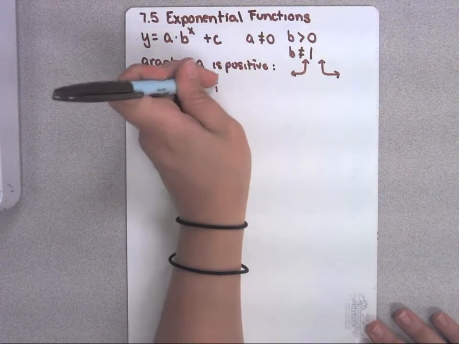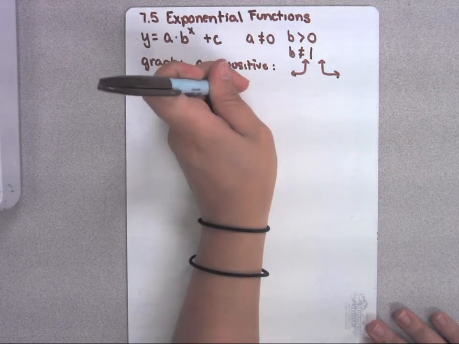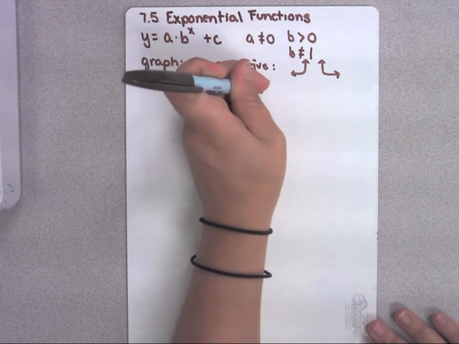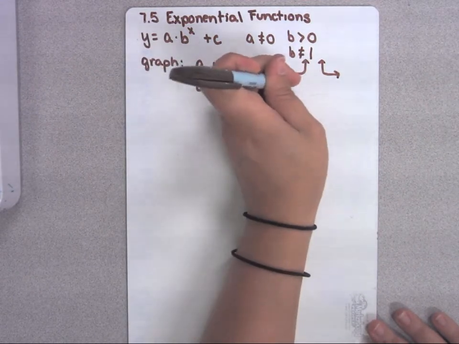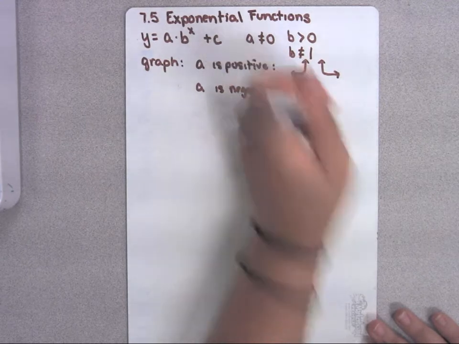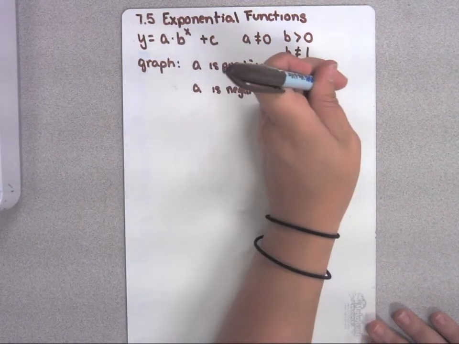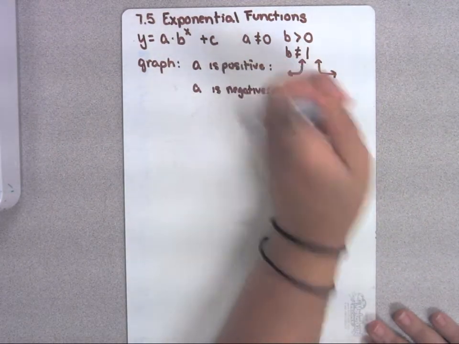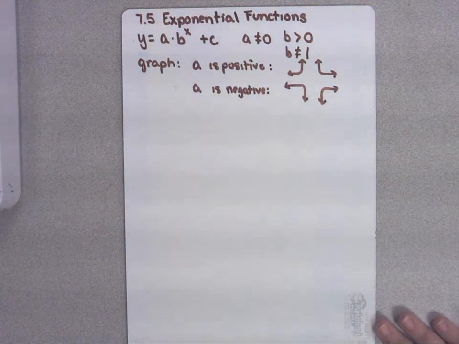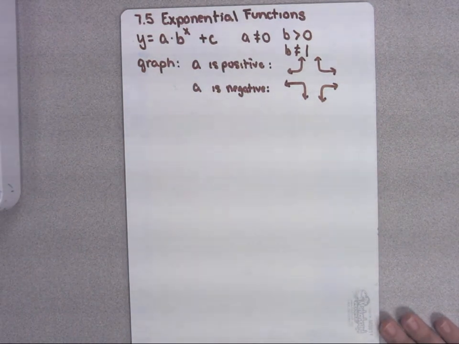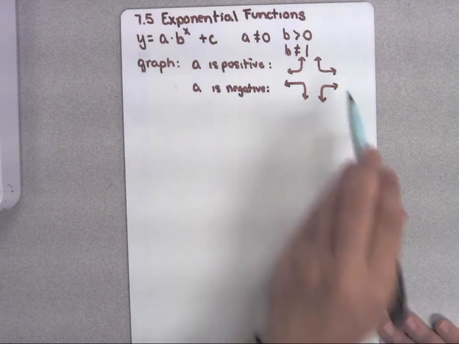If A is negative, you're just going to flip them upside down. They're going to be pointing down. So still pointing left and right, but now they're going to be pointing down. It is a funky picture. Kind of looks like 4 corners right there.